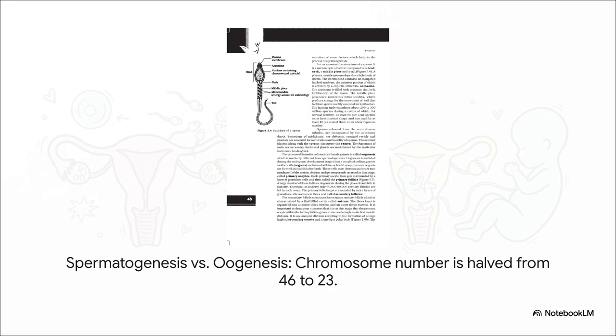Now, at the heart of both of these processes is a special kind of cell division called meiosis. As you can see, the cells we start with have a full set of 46 chromosomes. But through meiosis, that number gets cut in half. And why is that so important?